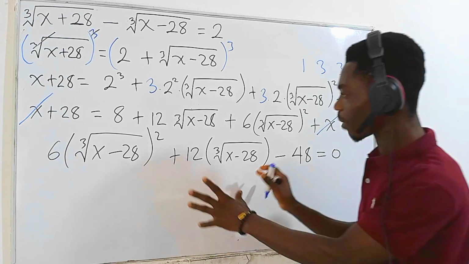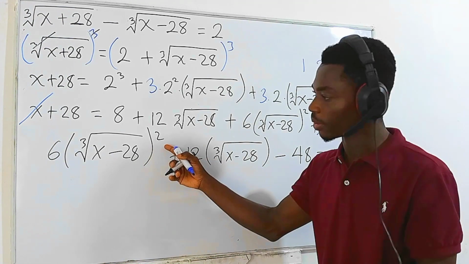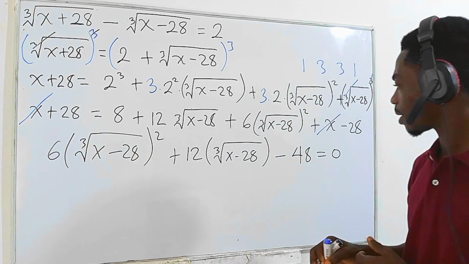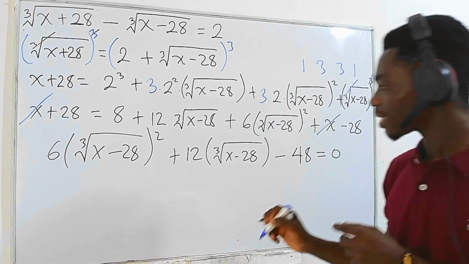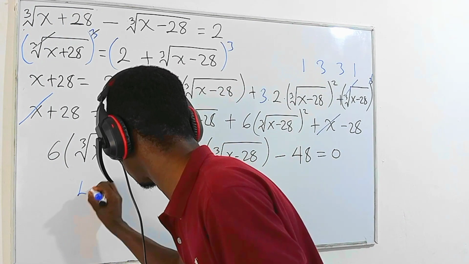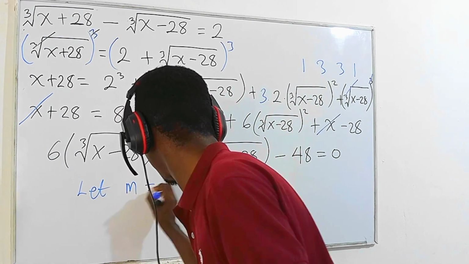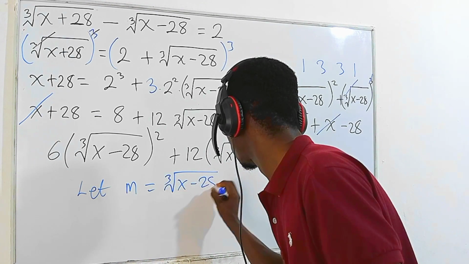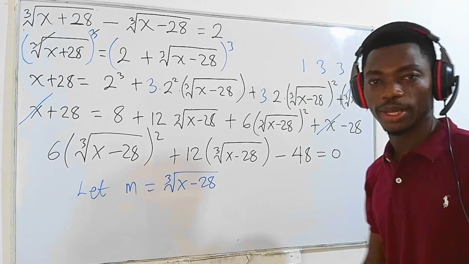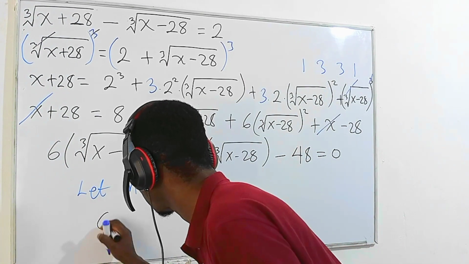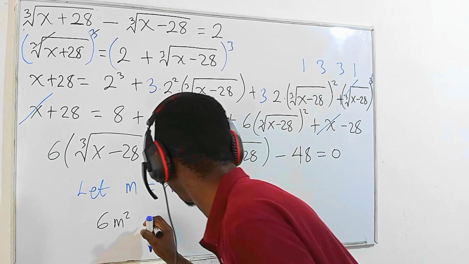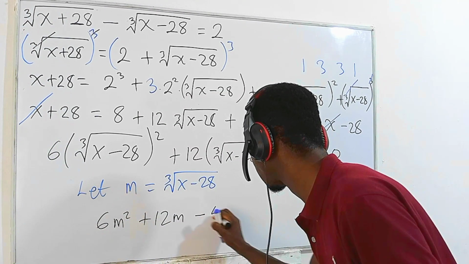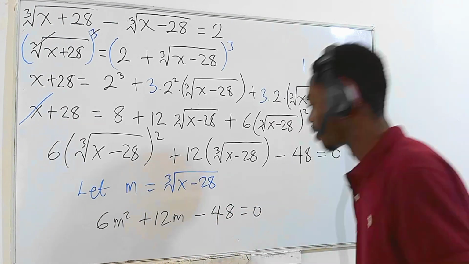This seems like a quadratic equation. Of course, we have this to the power, but because of the cube root, it's making the thing a little bit difficult. But don't worry, let's set this one to m. Let m be equal to the cube root of x minus 28 so that it will be a little bit easier. So we are going to have 6m squared, then plus 12m, then minus 48 is 0.